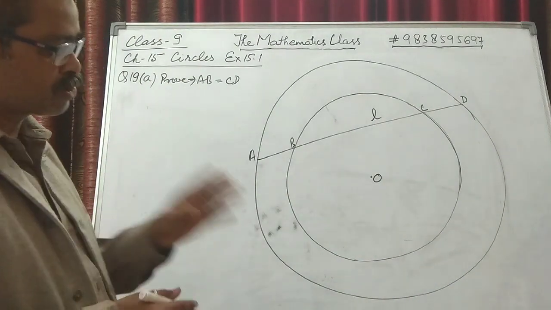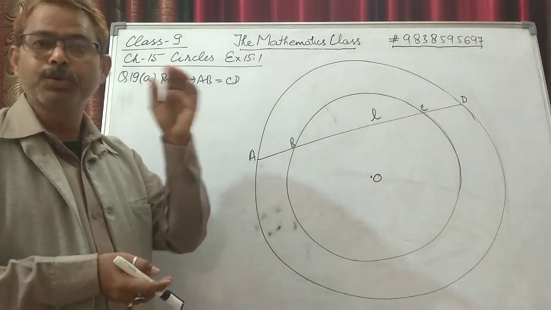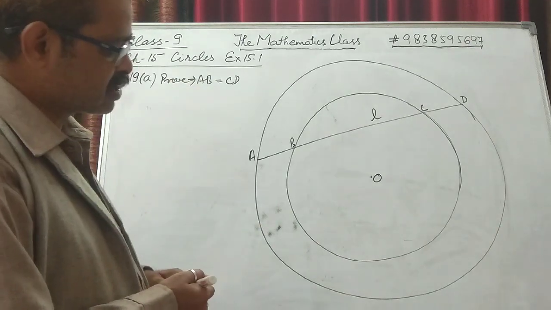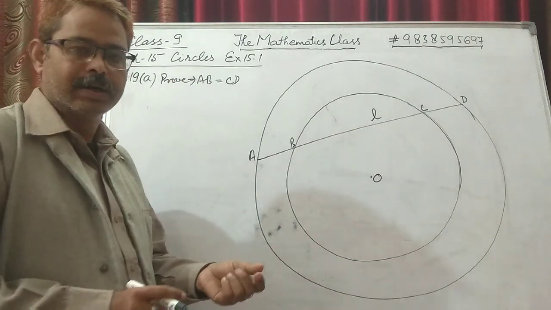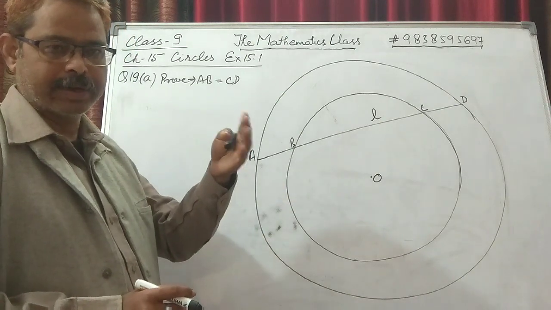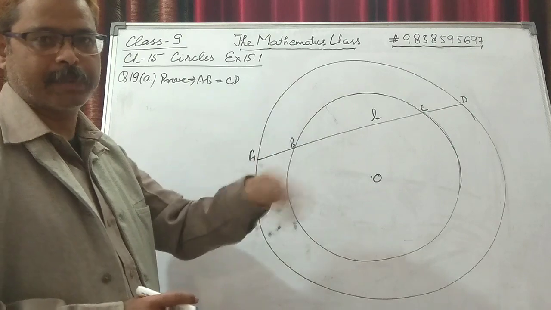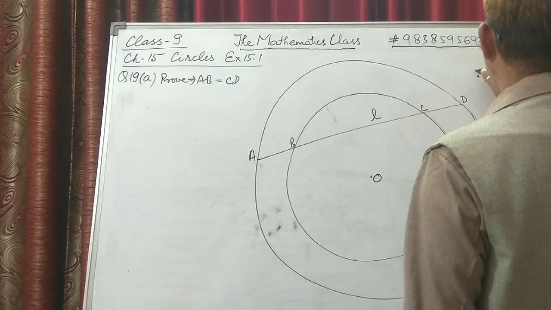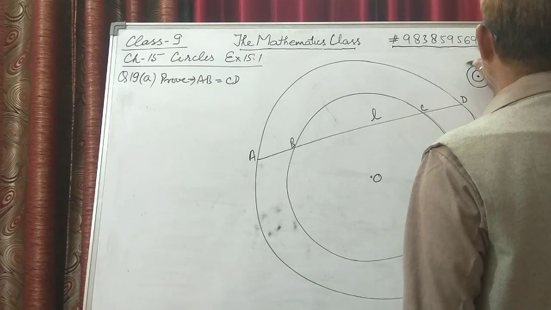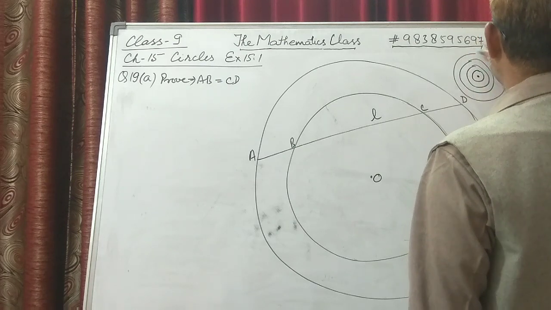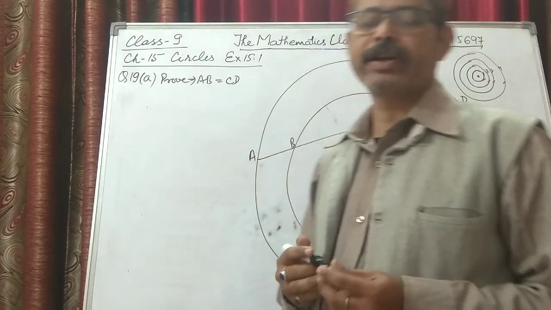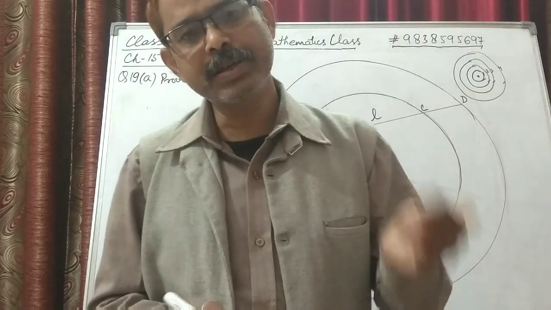Now first of all they say two concentric circles. What is the meaning of concentric circles? Two or more circles which have the same center are known as concentric circles. Suppose I ask you to draw a circle with radius 2 centimeters, then 5 centimeters, then 7 centimeters, then 10 centimeters, on the same center. So you will take the center and draw 2 centimeter, then 5, then 7, then 10. These four circles are concentric. Concentric means circles with the same center.